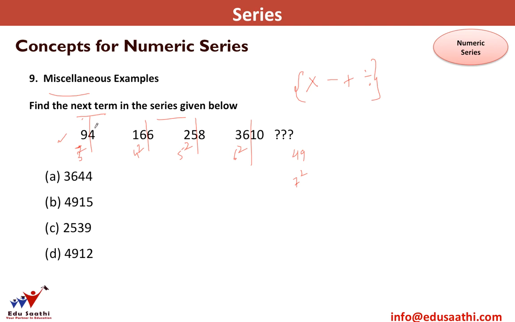Now I look at the second half. I have 4, 6, 8 and 10. So the next thing would be 12. What is my answer here? 4912. That is why, if you remember, in the starting of the video lecture I told you that there are infinite logics, and all you can do to excel in this topic is practice.